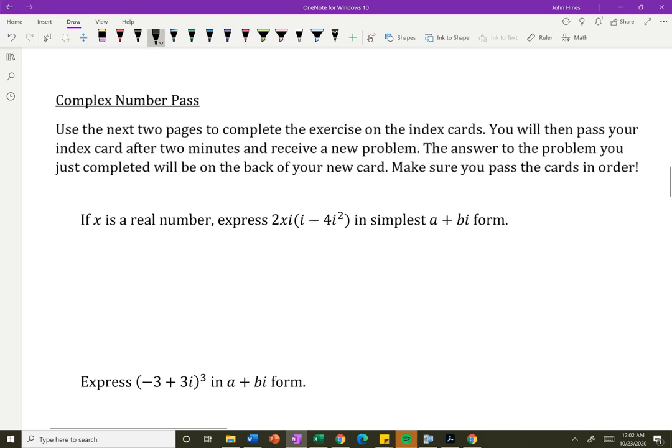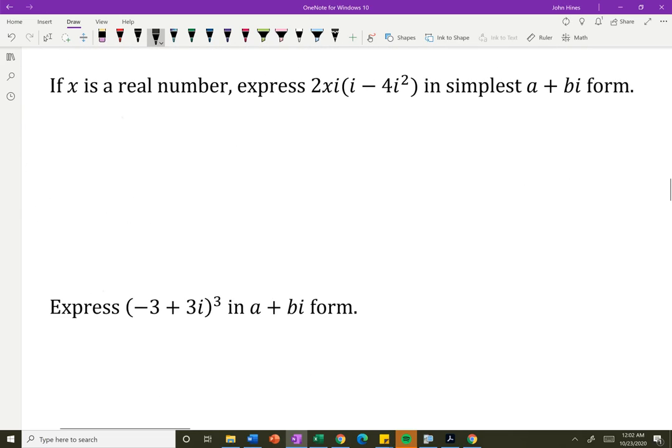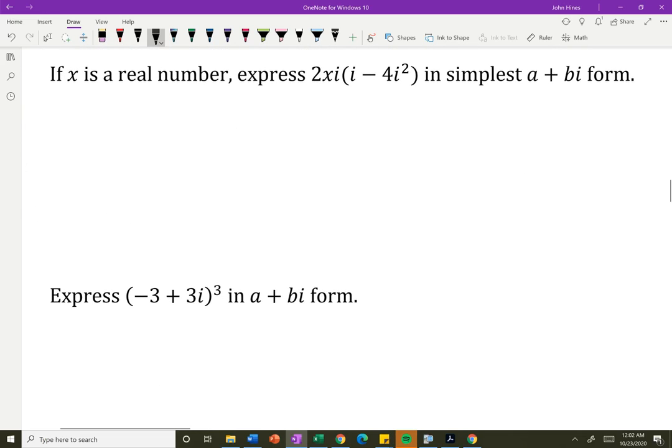So I'm not going to stop the video on you right now, but maybe you pause the video and then try the problem and then come back. I'm not going to force you to do that, but that's what I would strongly recommend if you want to get good at this instead of just watching me. So if x is a real number, express this in simplest a plus bi form.